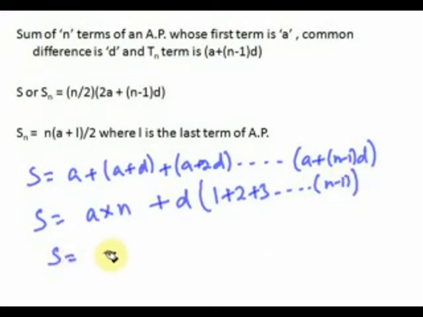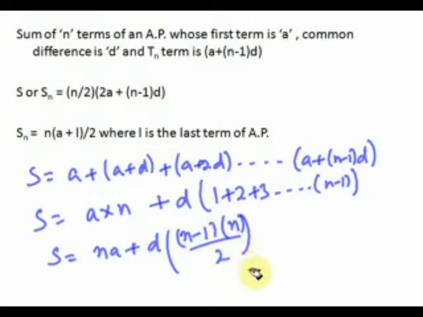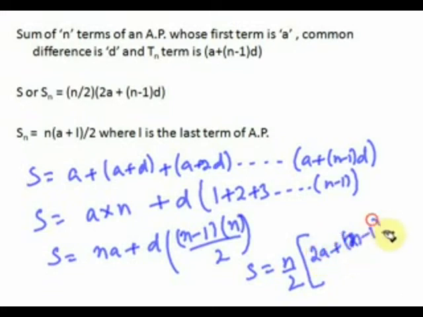The value of S will be equal to na plus d. The sum of first n minus 1 natural numbers, what will its value be? n into n plus 1 by 2 is for the first n natural numbers. For n minus 1 we will replace n by n minus 1 in the formula. That will be equal to n minus 1 into n upon 2. What will we be getting? If we take n by 2 as common, then we'll get 2a plus n minus 1 into d.